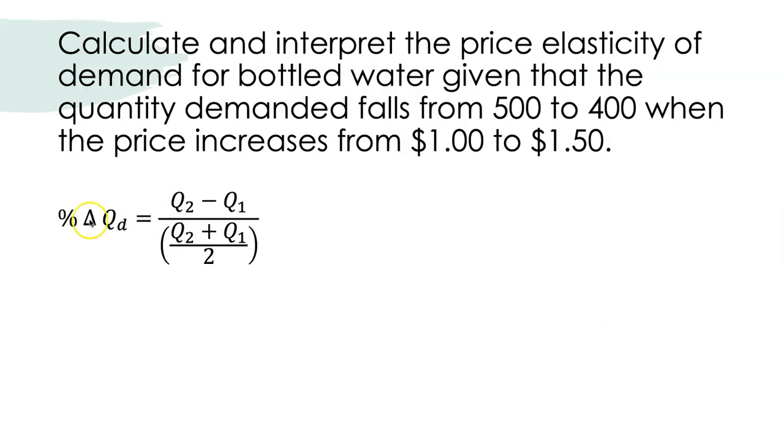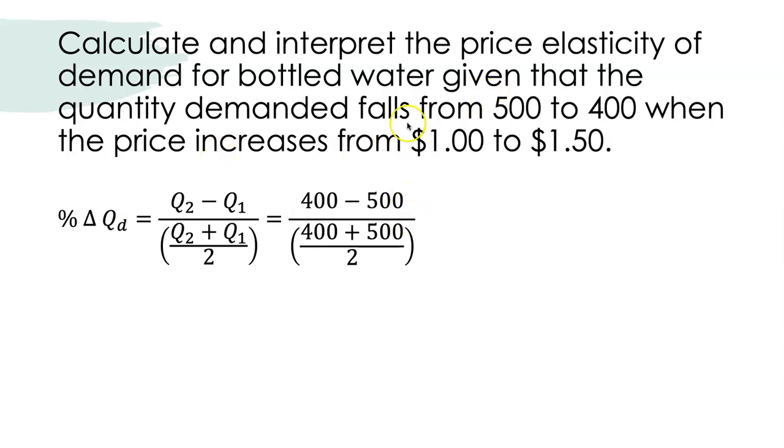So here goes. For percentage change, we use the midpoint rule. For the midpoint rule, we use the new quantity, Q2, minus the old quantity, Q1, divided by the average of the two quantities. So Q2 plus Q1 over 2. So new minus old over the average. That's the midpoint rule. So using our values, it says quantity demanded falls from 500 to 400. So that means the new quantity is 400 and the old is 500.